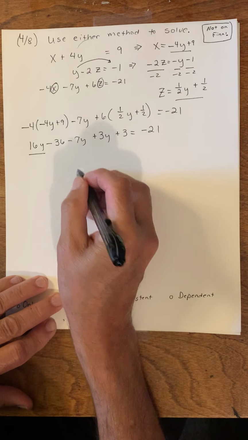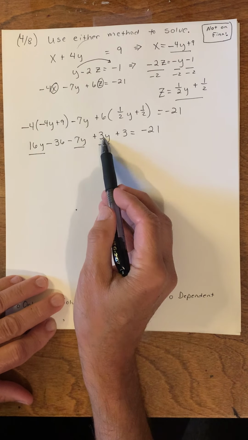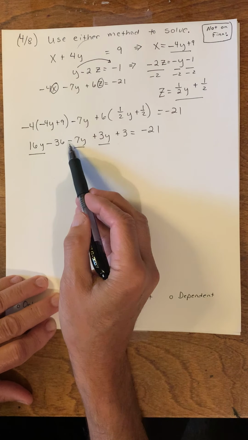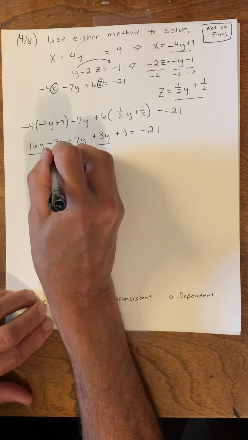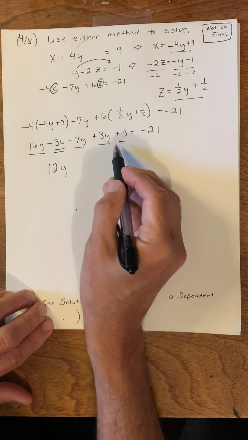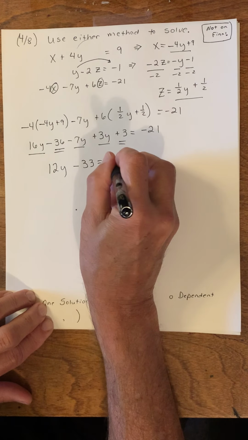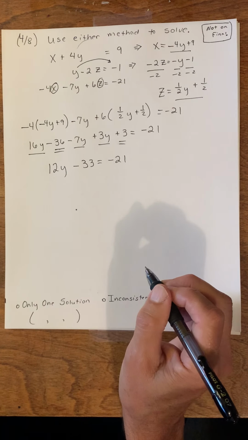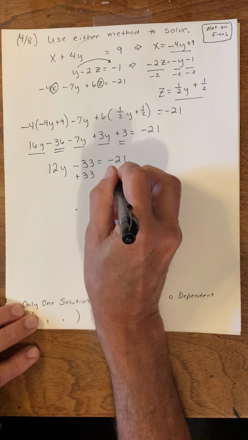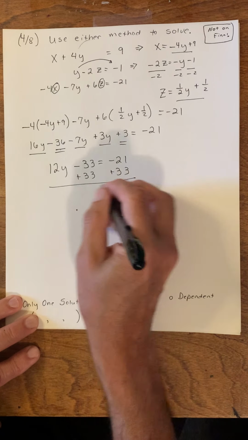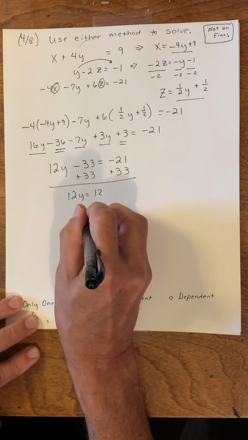I got like terms. Got a bunch of y's here. 3 and 16 is 19. 19 minus 7, that gives me 12y. I got minus 36 and plus 3, that's minus 33 equals negative 21. So I'm going to add 33 to both sides. And I get 12y is 12. Hey, y must be 1.